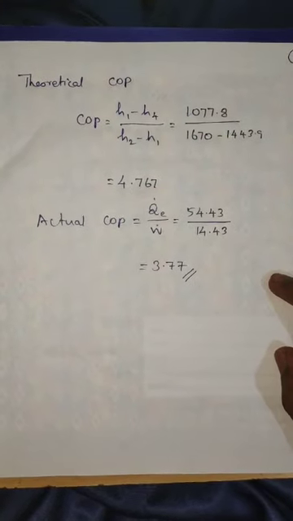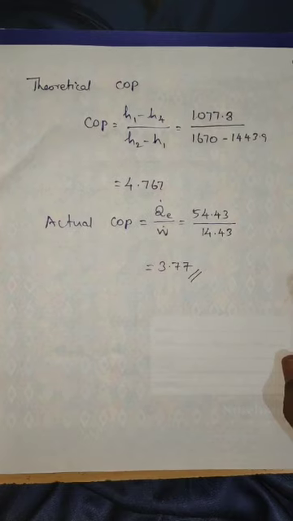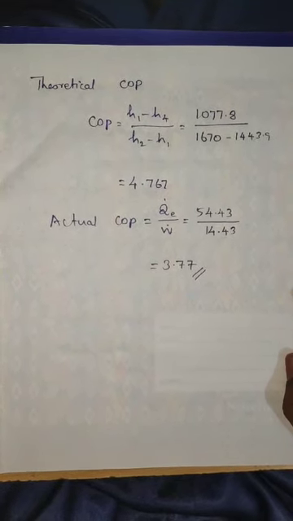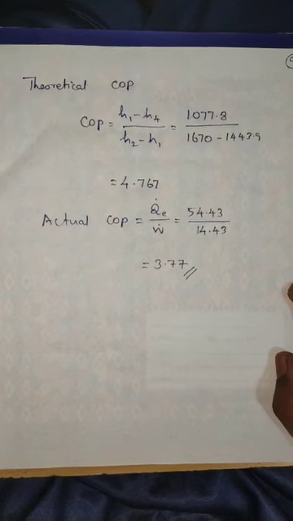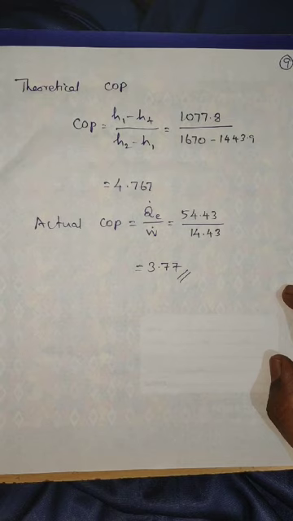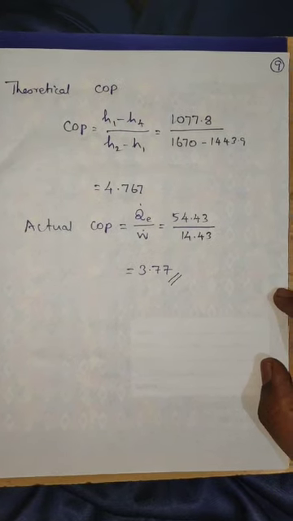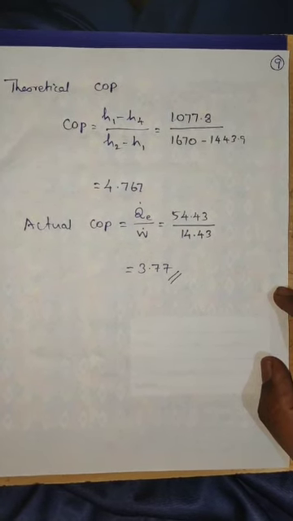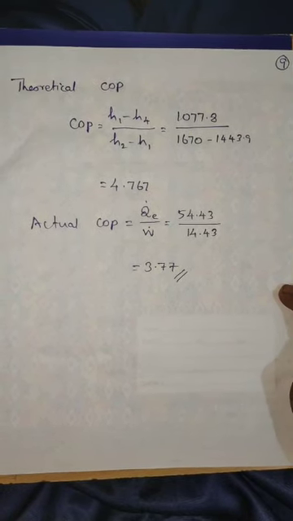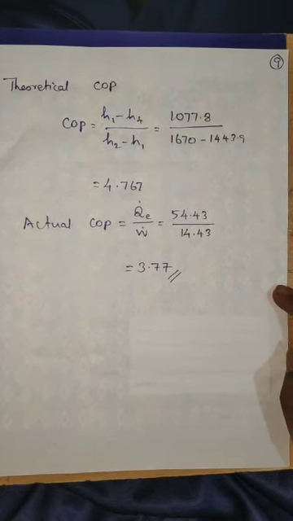Then the last findings, the theoretical COP. The formula for the theoretical COP is H1 minus H4 divided by H2 minus H1. Then H1 minus H4 is already calculated, which is the specific refrigeration capacity, and substitute the H2 and H1 values, which is nothing but the compressor work. It's also specific. The value is 4.767 we get.